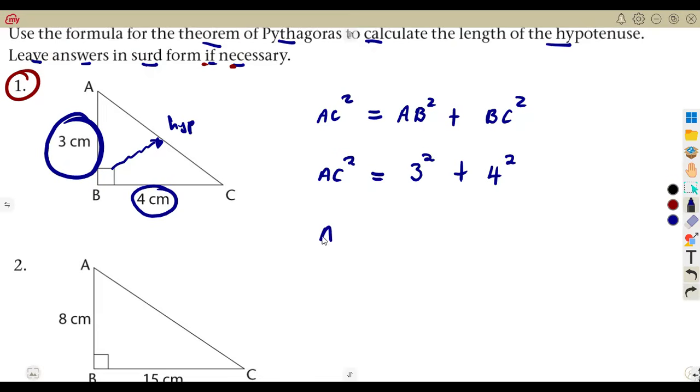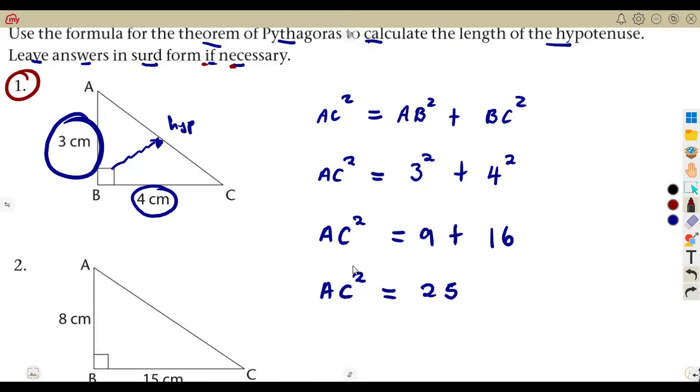All right, let's first simplify this. AC squared is equal to what? 3 squared, remember, is 3 times 3, which is 9, plus 4 squared, which is 16. You can even use your calculator there. Add these values together. So AC squared is equal to 9 plus 16, that is going to give us 25. Okay? So at this stage, we need AC, not AC squared, the length.